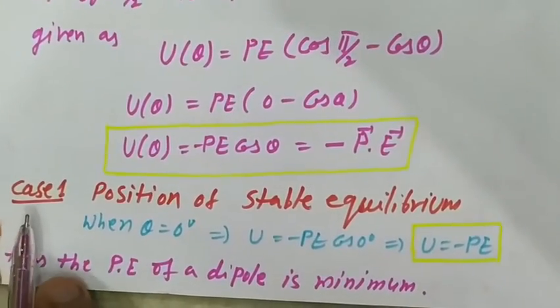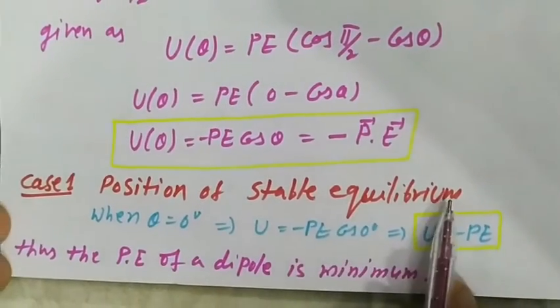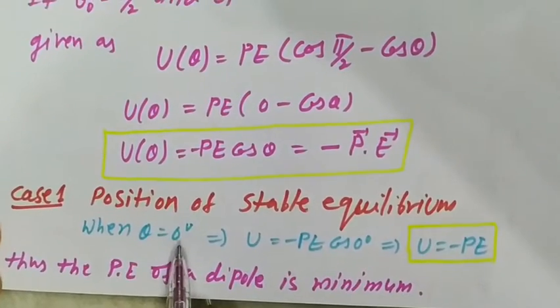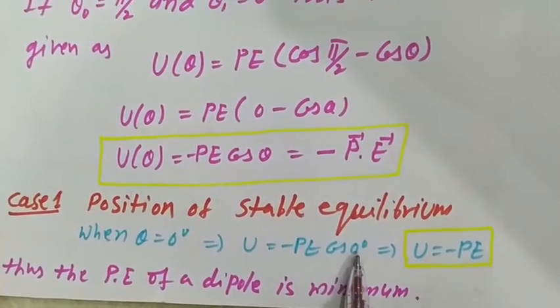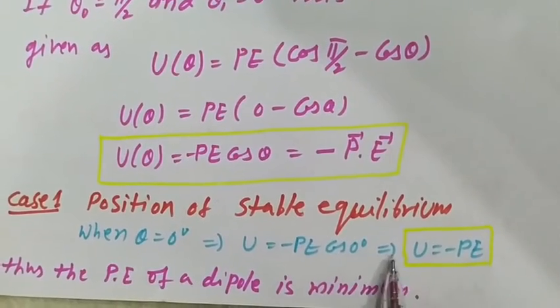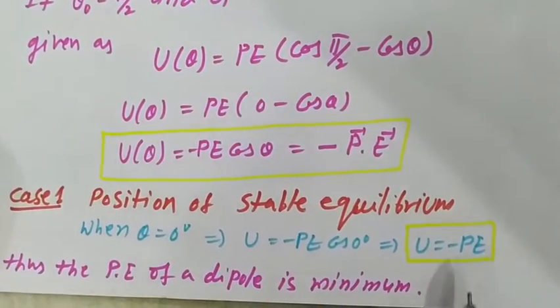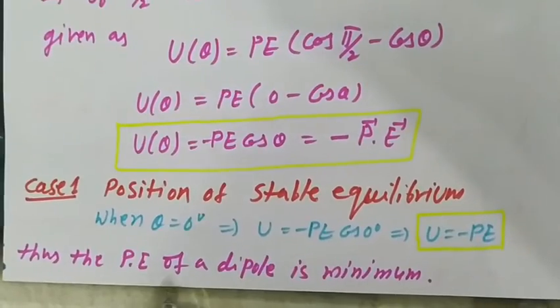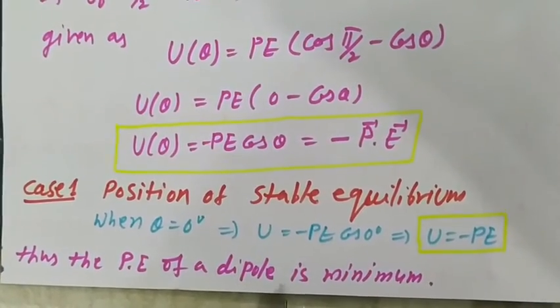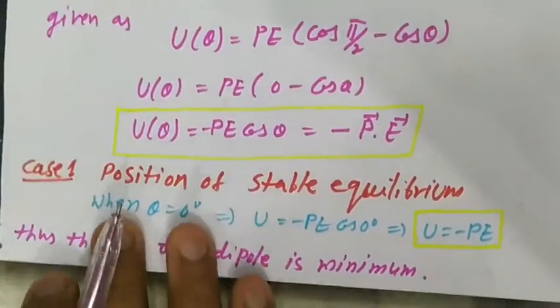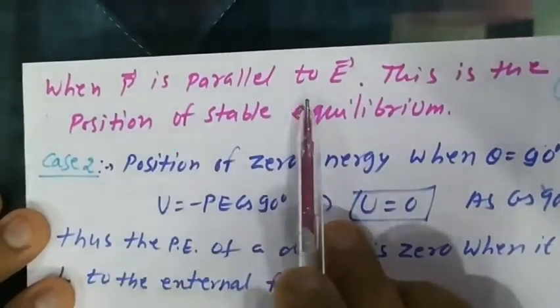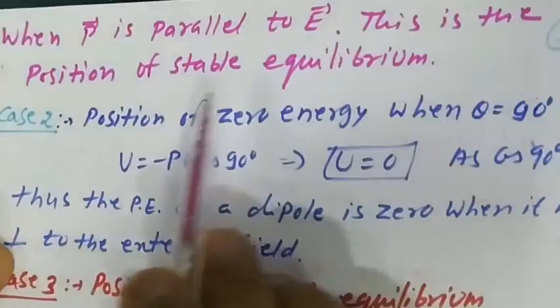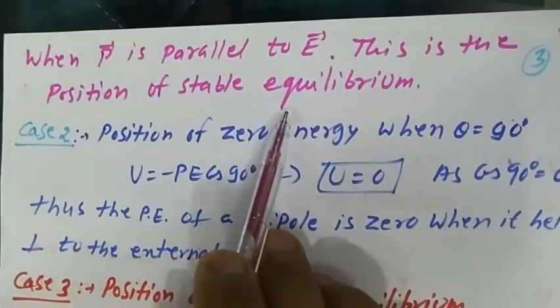There are three cases. Case 1, position of stable equilibrium. When theta equal to 0 degree, U equal to minus PE cos 0 degree, cos 0 equal to 1, so U equal to minus PE. Thus the potential energy of a dipole is minimum when the dipole moment vector is parallel to E. This is the position of stable equilibrium.